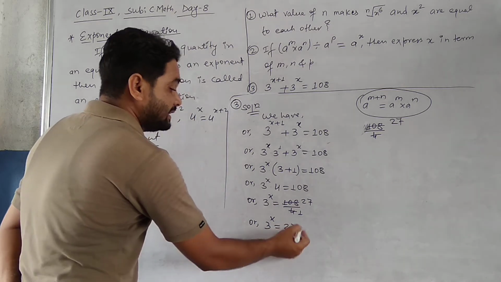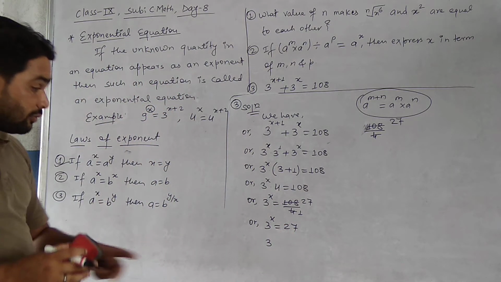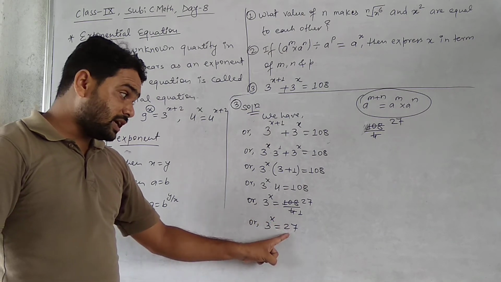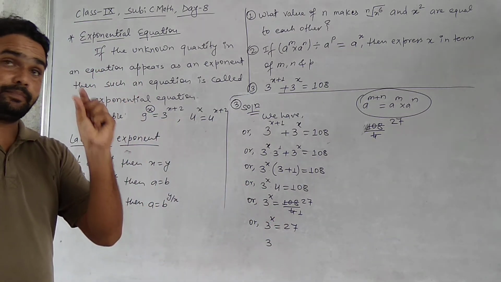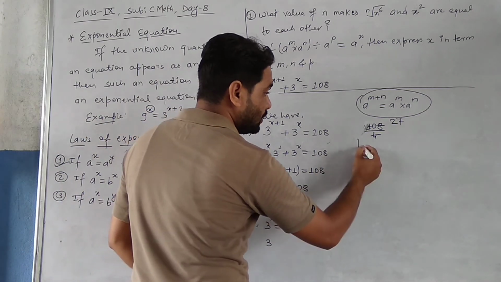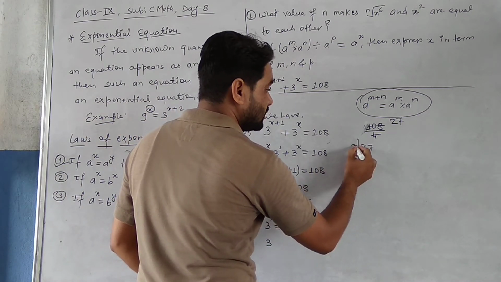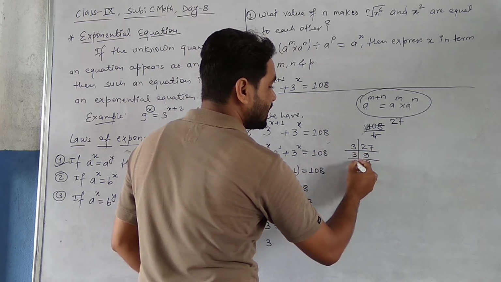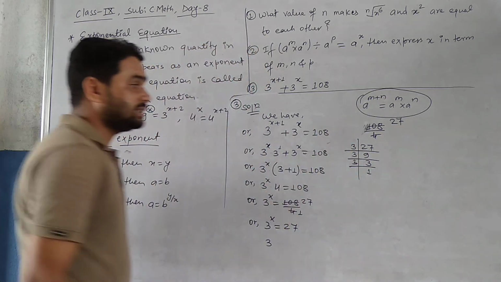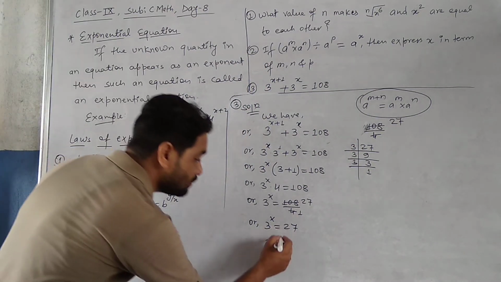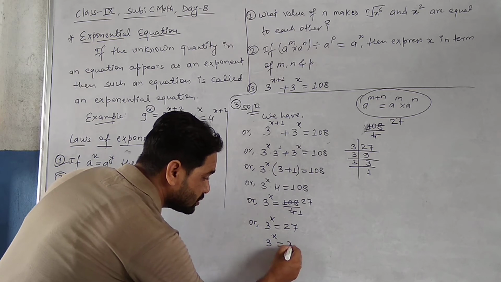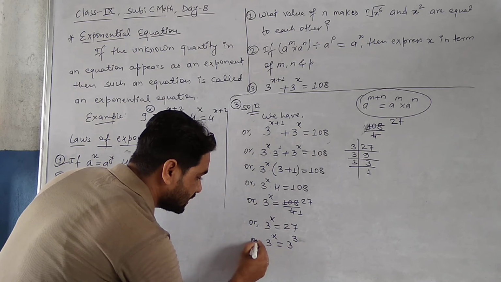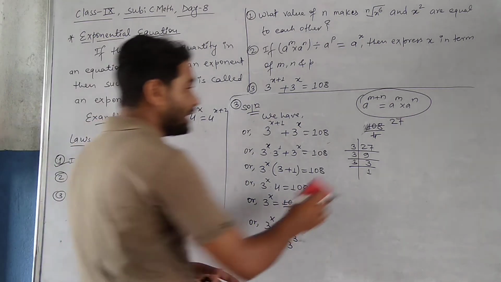Now write this 27 in the form of 3. 3 power x is there, so 27 must be written in the form of 3. We can write 27 with 3: 9 threes are 27, 3 threes are 9, 3 ones are 3. We get 3 threes, so we can write 3 power x equals 3 cube. That means 27 can be written in the form of 3 cubed.